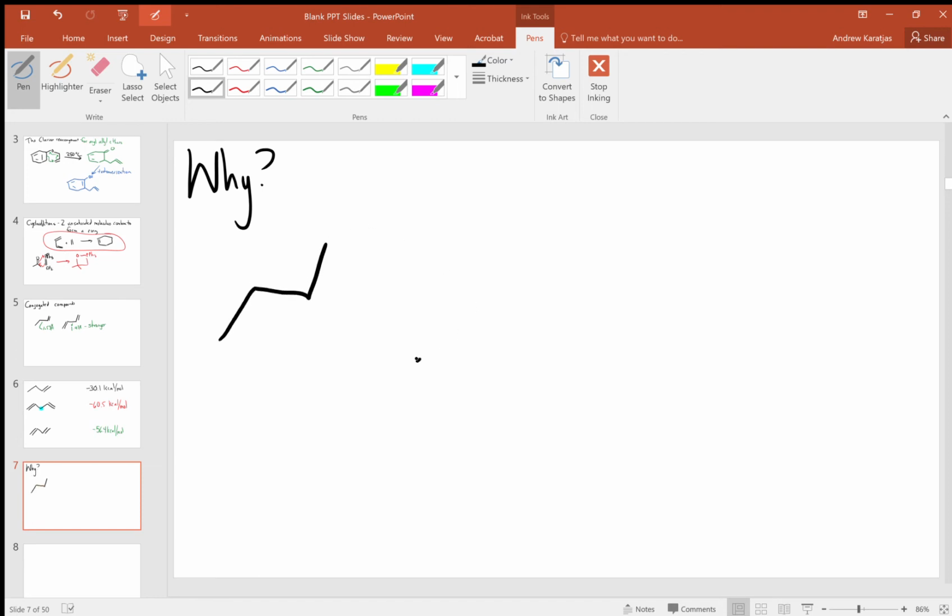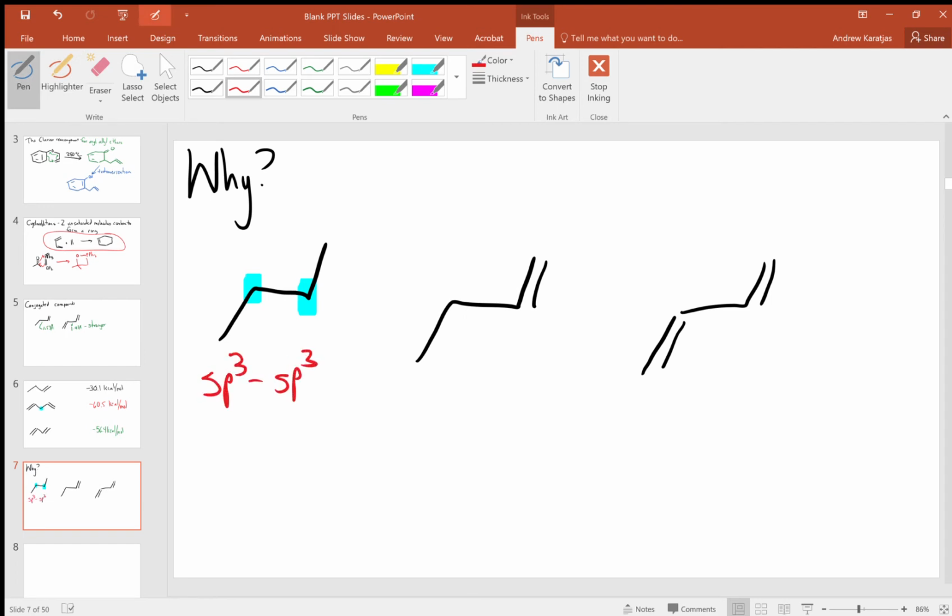So we're going to look at the central bond here in each of these three compounds. In the first case, that central bond is between two sp3 carbons. In the next case, it's between an sp3 and an sp2 carbon. And when it's conjugated, that central bond is between two sp2 carbons. Well, we know that sp2 orbitals contain more s character than sp3, and so that makes them stronger bonds.